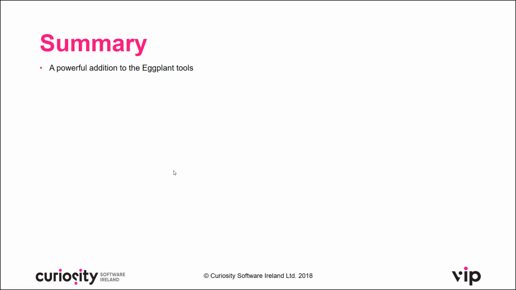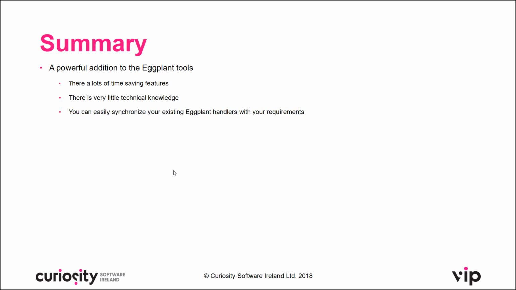So in summary, VIP is a powerful addition to the Eggplant tools. There's lots of time-saving features. There is very little technical knowledge required. You might get into a little bit of VIP scripting, but for the most part you would just be adjusting the configuration files in Excel. You can easily synchronize your existing Eggplant handlers with your requirements. All you have to do is import them into the object model and then attach them to the business process model.